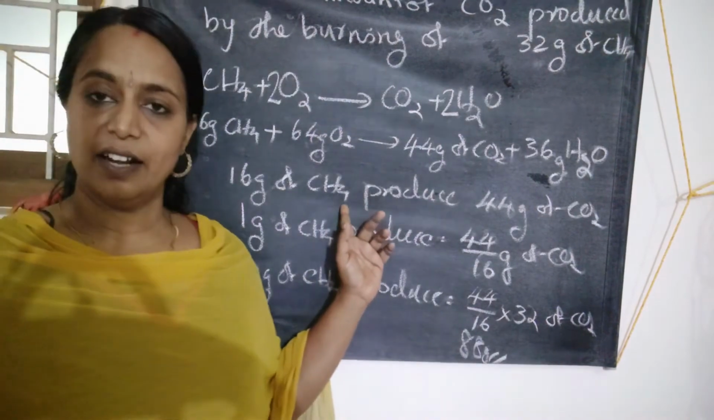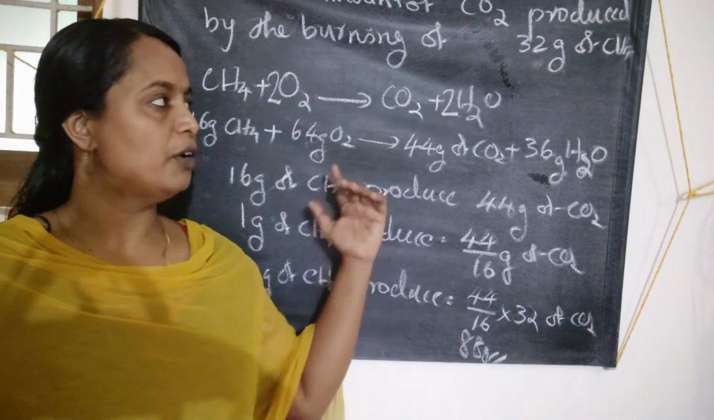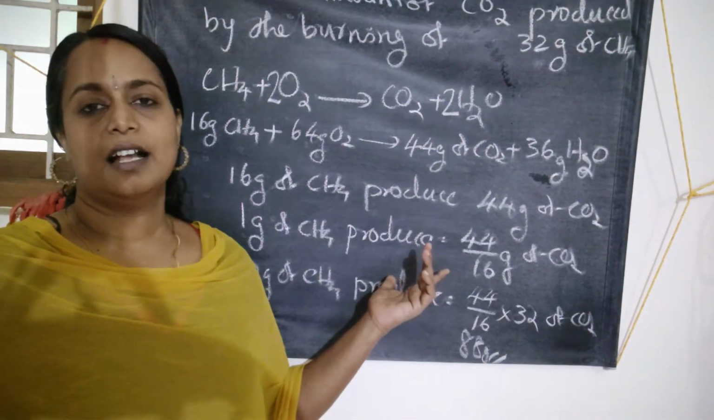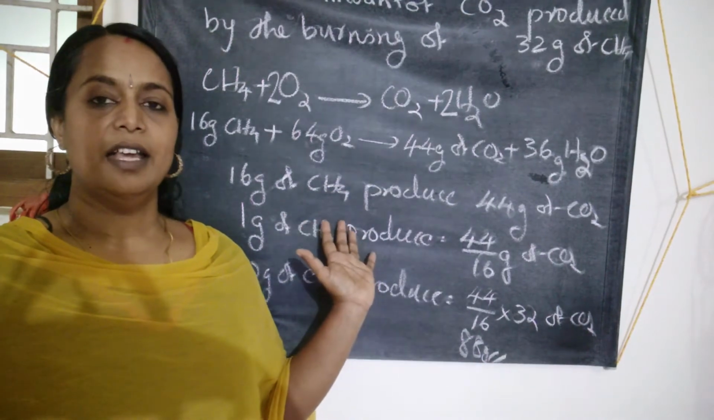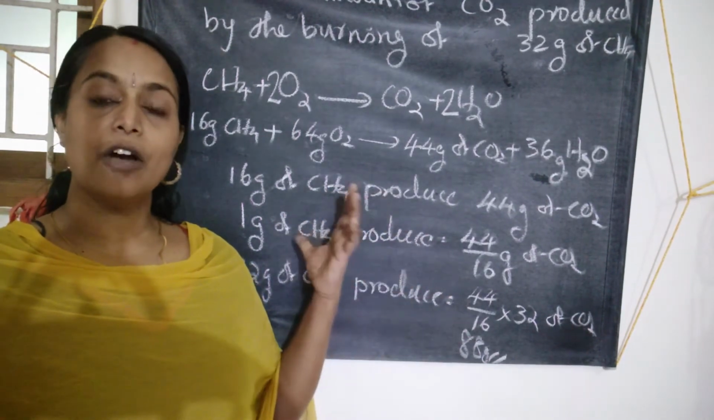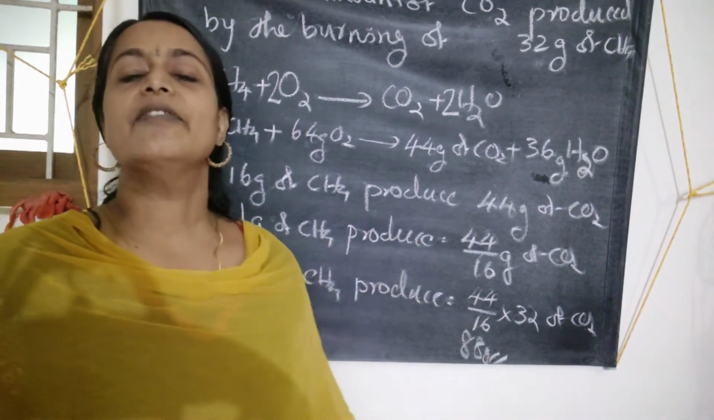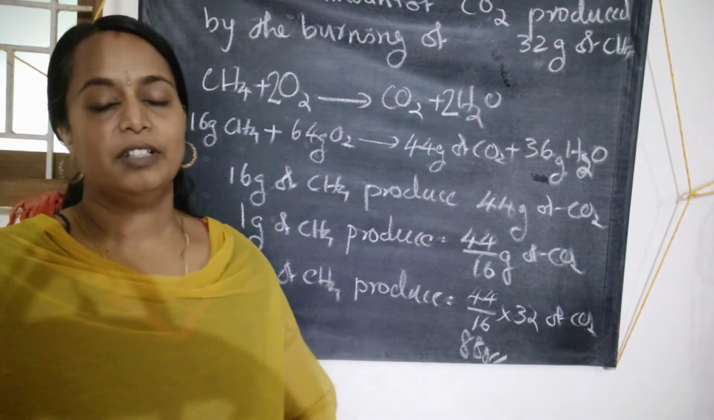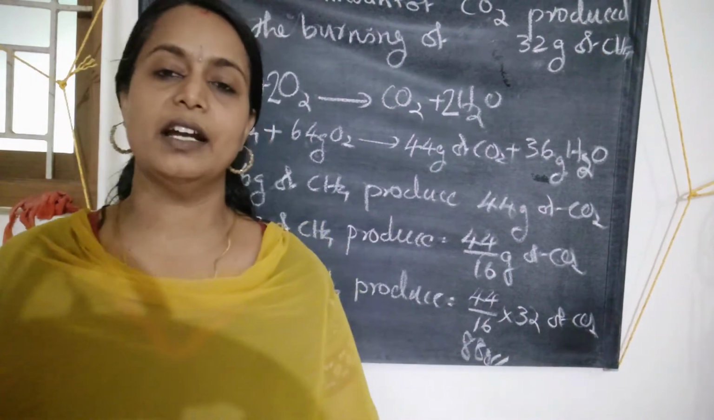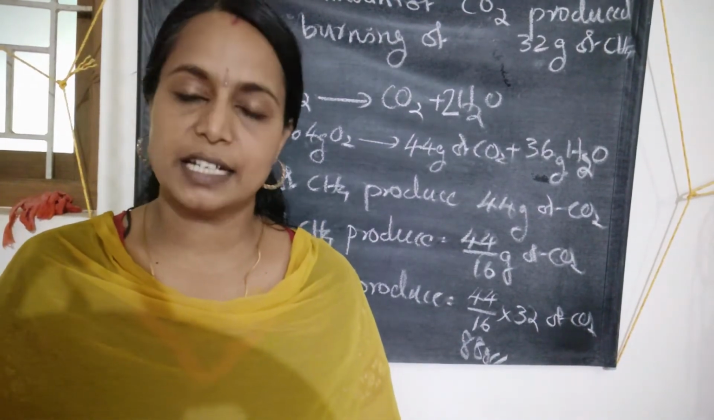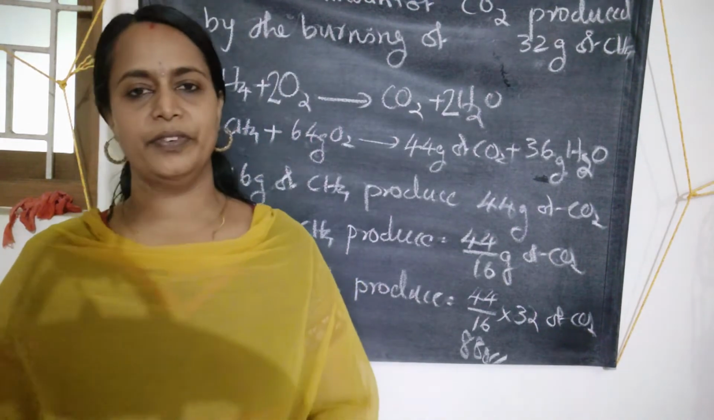Ready? There are so many problems to calculate the amount of product produced by a given amount of reactant, or to calculate the amount of reactant to be used for the production of a given amount of product. For this type of problem, you have to represent the given chemical reaction in a balanced chemical equation. It's a very simple problem.